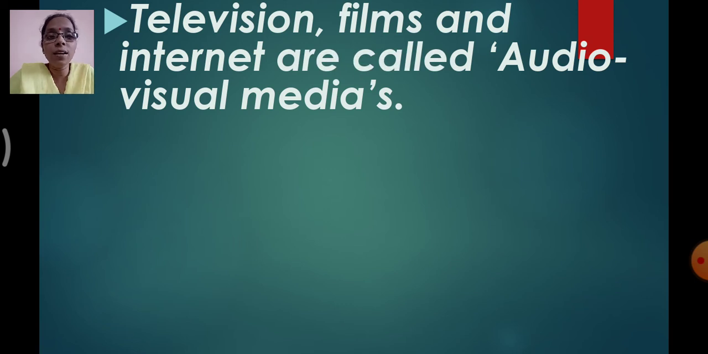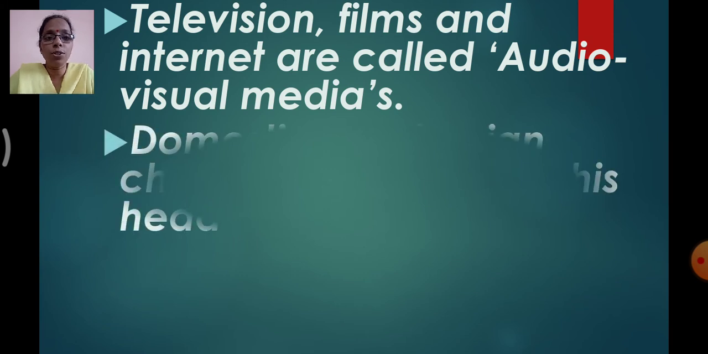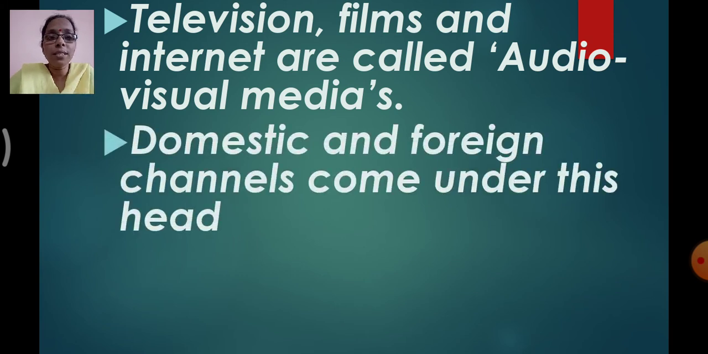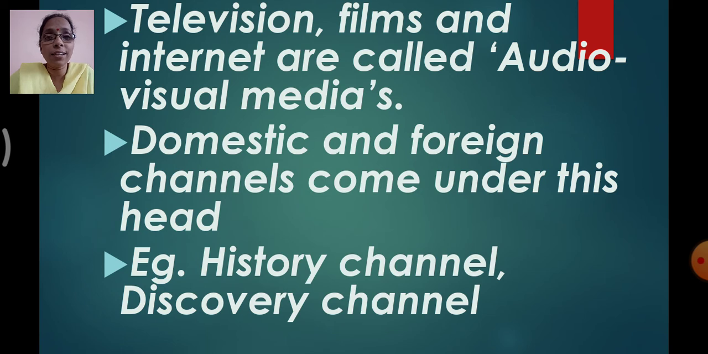They are called the audio visual media. They play a major role. Then we have domestic and foreign channels that come under this head. So we also have domestic and foreign channels like History Channel, Discovery Channel, National Geographic Channel, right? Wherein live information is sometimes provided to us with the help of these channels, right?